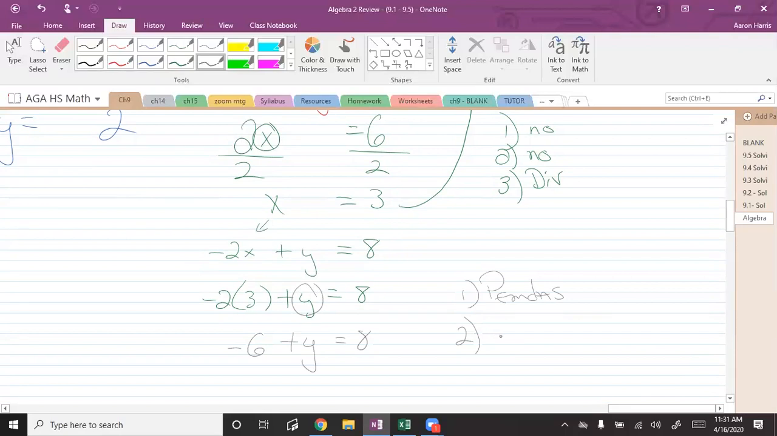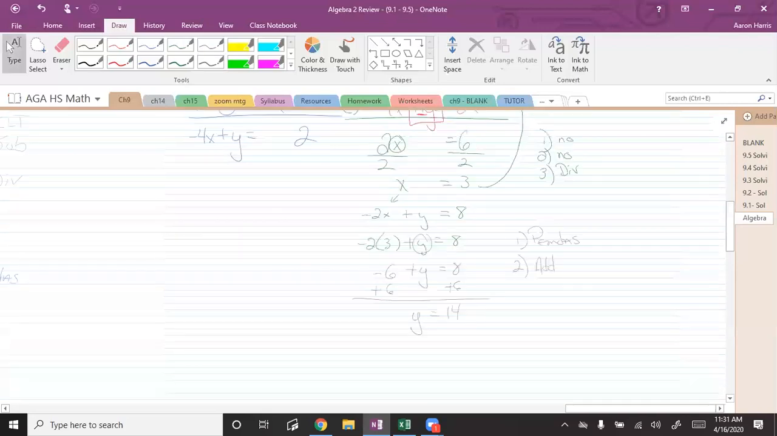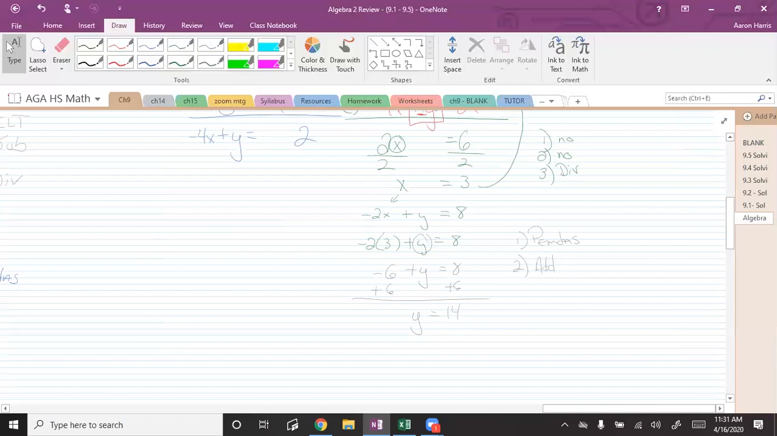Step 2, what do we do? Remove the plus, addition, subtraction, from your variable. So what am I going to do? You're going to add 6. Add 6. What comes down? The y. y equals 14. Done and done. Does that make sense? Yeah. You see how simple that was?